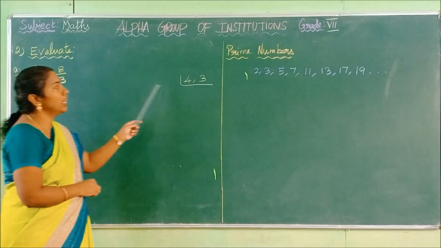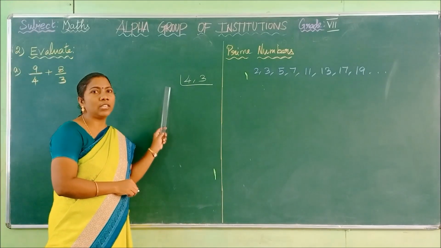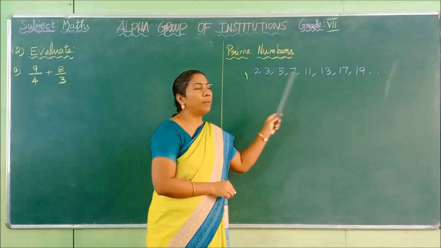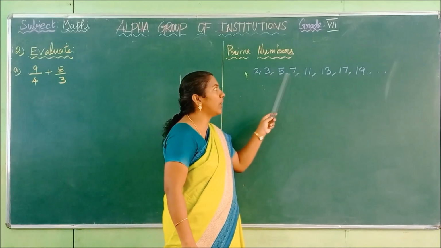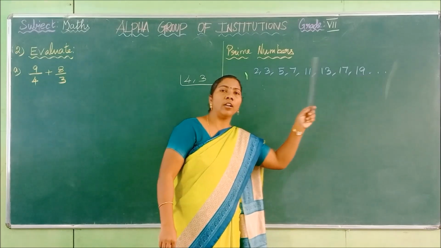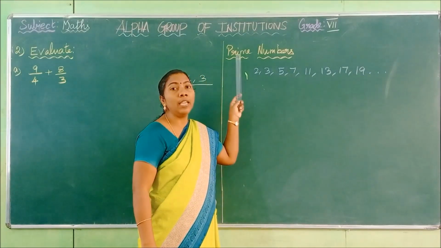Okay. So here you have to write the divisors. The divisors should be the prime numbers. What are the prime numbers? 2, 3, 5, 7, 11, 13, 17, 19, etc. It goes on. These numbers are said to be prime numbers.